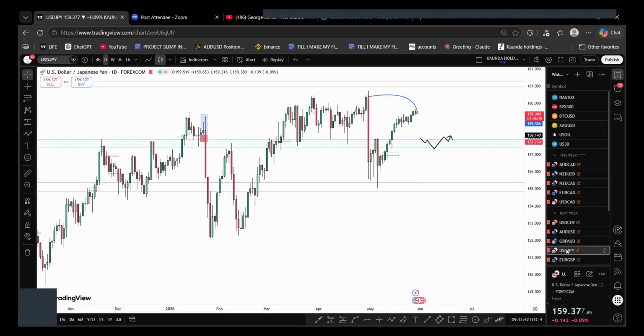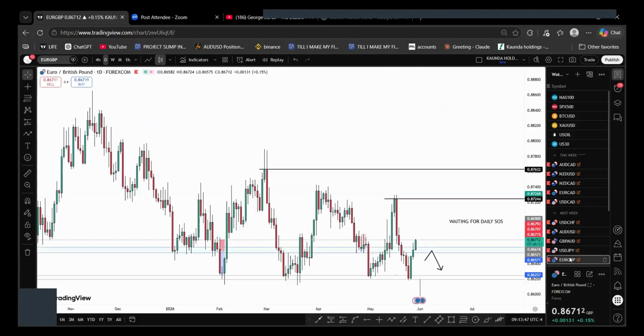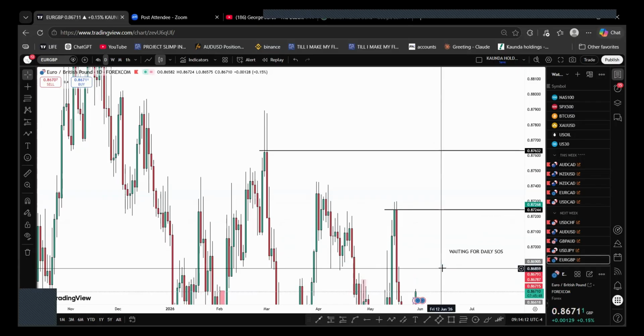So the things are just scattered. Euro GBP doesn't know where it's going. It's just moving up and down. You can see price is just buying endlessly. But either way, we'll see how it will close tomorrow.